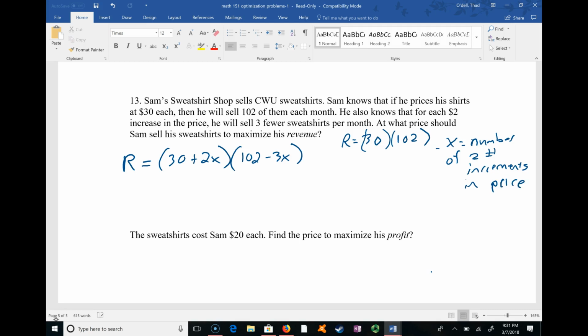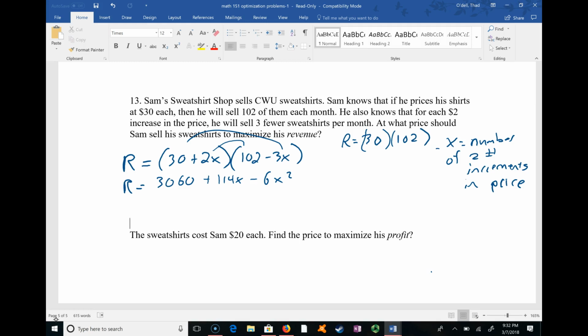Okay, so we take that and multiply it out. That would be 3060. Multiply 30 by that, and then multiply this times that and this times that. That'd be negative 90x and 204x, so that'd be plus 114x, and then minus 6x squared. So that's my revenue equation. I want to maximize that.